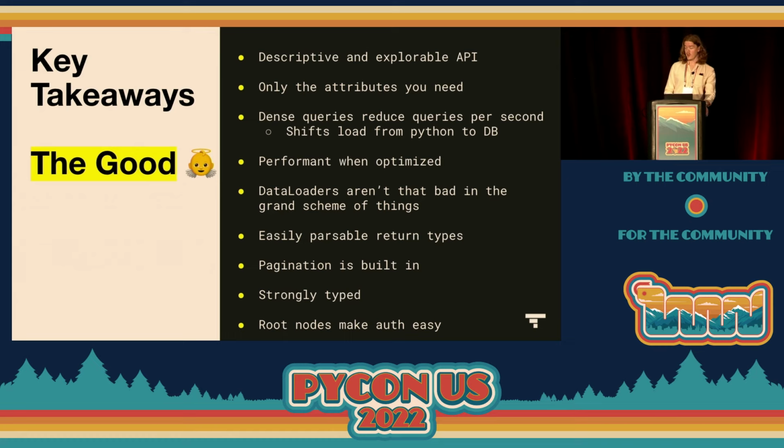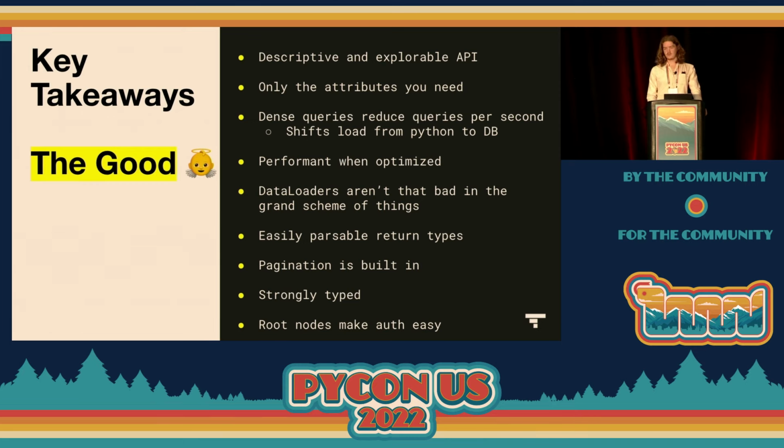It can be very performant when optimized. I mean, we could see, it's running a decently large query and it's returning thousands of lines of JSON in about half a second. And data loaders aren't that bad in the grand scheme of things. I mean, I've seen a lot worse, especially as we start to get into your ops pipelines and stuff. Whew, it gets very complicated.